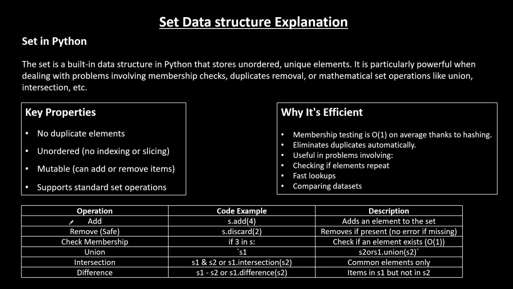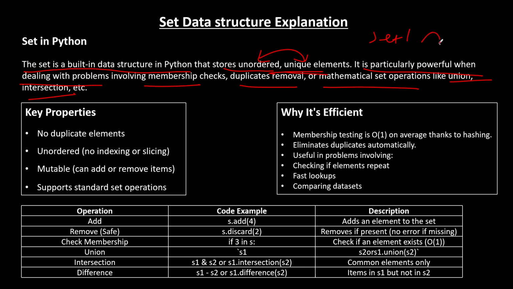Before going to the approach, let's understand what the set data structure is in depth. Okay. So a set is a built-in data structure in Python that stores unordered unique elements. Fine. These two things are important. It is particularly powerful when dealing with problems involving membership checks, duplicate removal, or mathematical set operations like union or intersection. Fine. Basically, if you do set 1 intersecting set 2, you will get only elements which are common in both. Fine. And if you do subtraction, it will give the values which are present only in set 1 or in set 2. Fine.